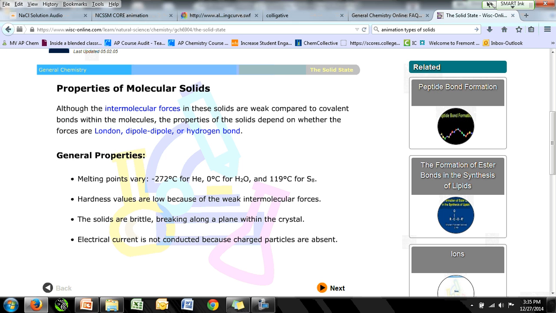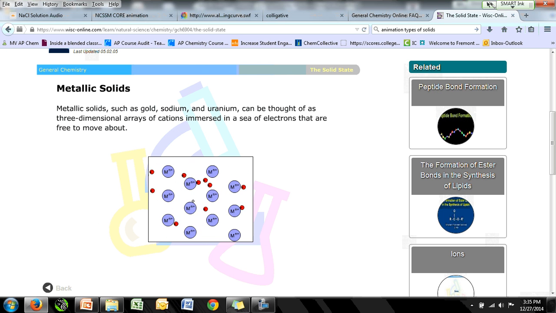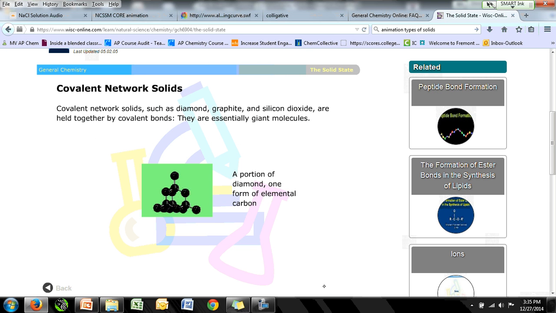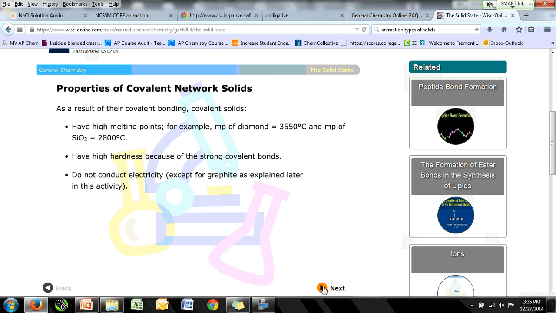The next type of solid here is metallic solids, where you can see the free electrons roaming about, being attracted by the cations in the middle, yet having freedom of movement. Hence metals are good conductors and malleable and ductile. This is a picture of a covalent network solid, a type of covalent network solid which is diamond. Because carbon atoms have no freedom of movement, these are non-conductors, they're not soluble, and they are very hard.